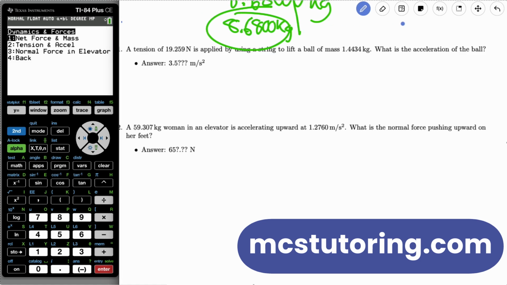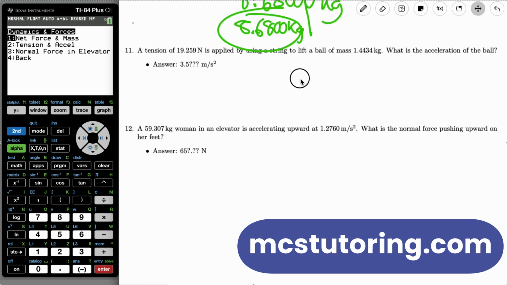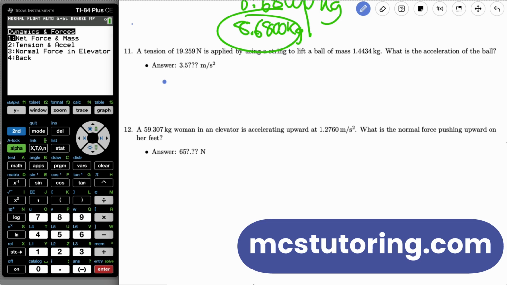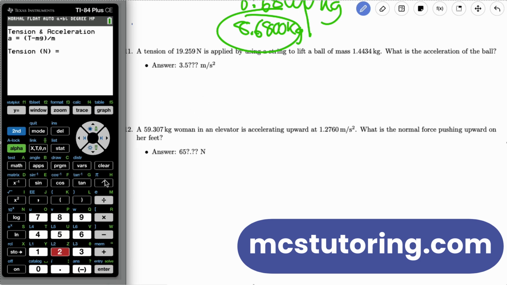Trying to get it. Okay, whatever. I'm trying to get it all on the page here. Number 11. Tension. Okay, so this is tension and acceleration. Option 2 here on the dynamics and forces. The tension, and I don't think you need to be walked through what the numbers are. I hope you can read them. 19.259. The mass is 1.4434. Gravity, negative 9.8.